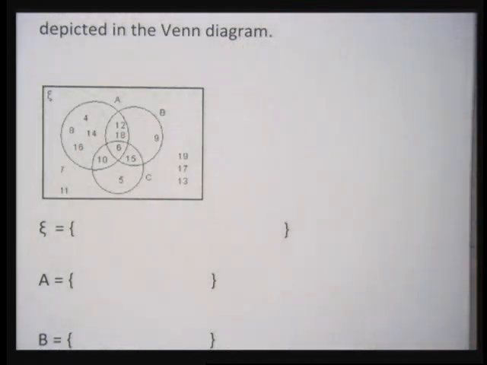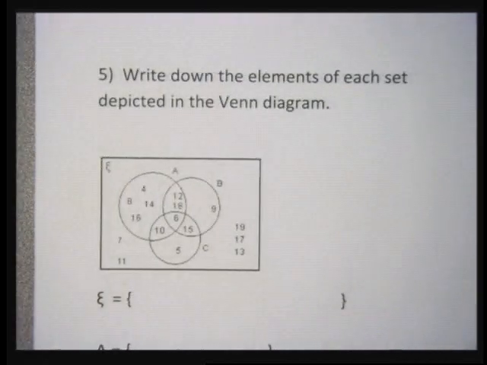So number 5, it has a set A, B, and C for you to fill in. So we want to do the same thing. We want to find out all the elements of A, all the elements of B, all the elements of C, and you might as well go from the smallest number to the largest.